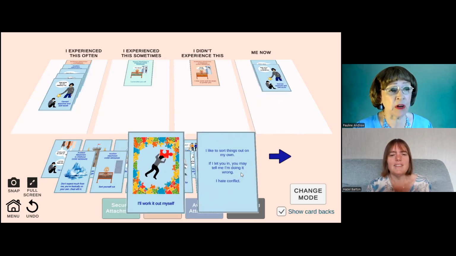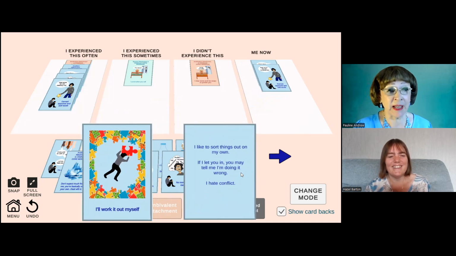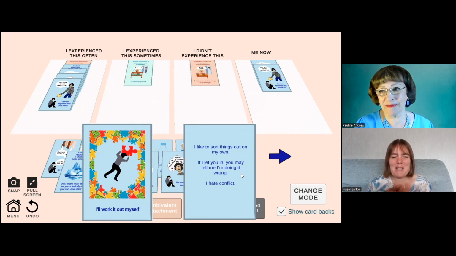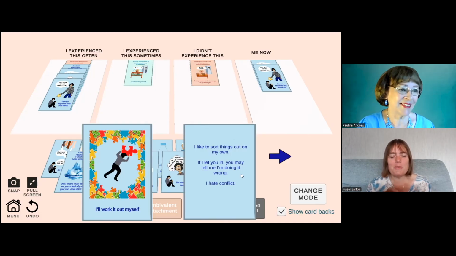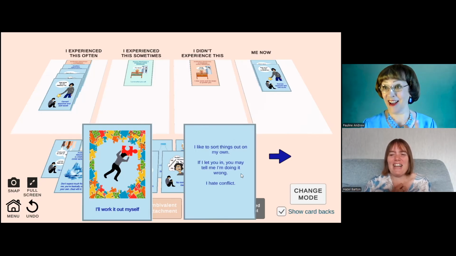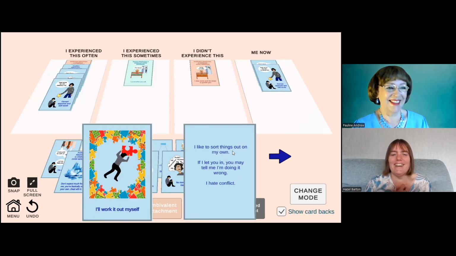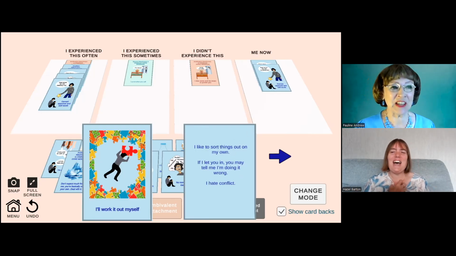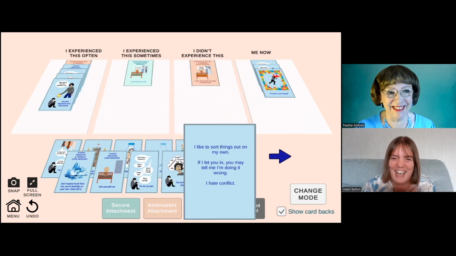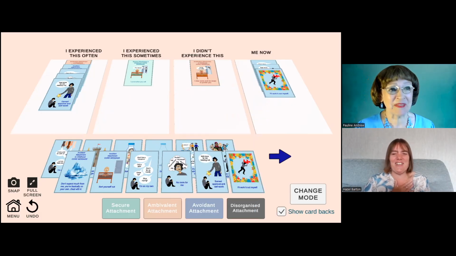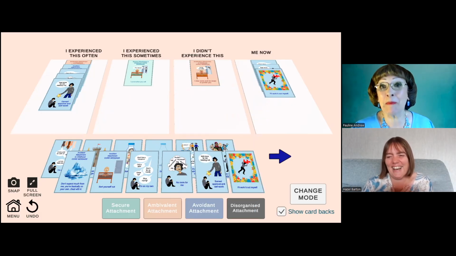The last one in this row is "I'll work it out myself." Yeah, I like to work things out. It's interesting, the second bit: "If I let you in, you may tell me I'm doing it wrong." What I often feel myself is I think you were doing it wrong. If I let you in and help me, it's like, oh, you want to do it that way, okay. I feel really bad about saying that, but that's how I feel. This is about being real, hon.